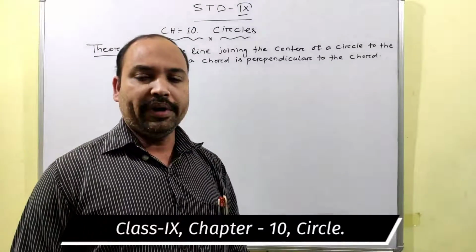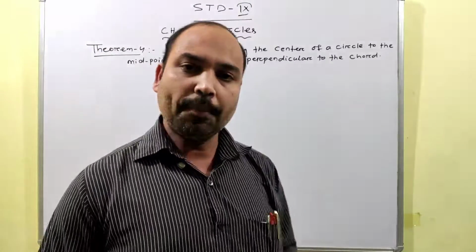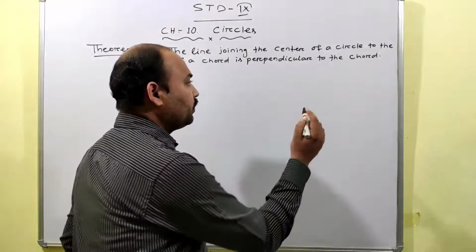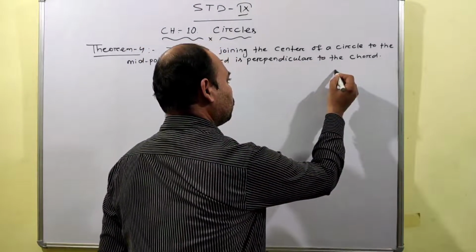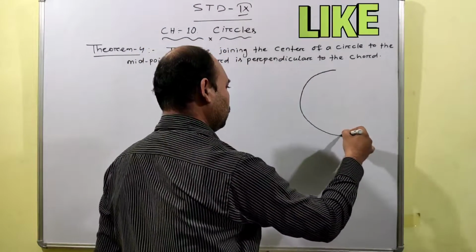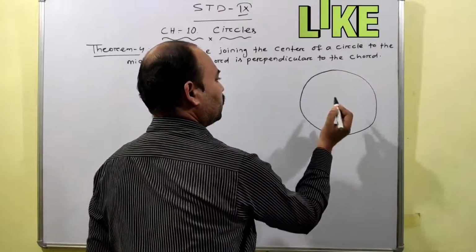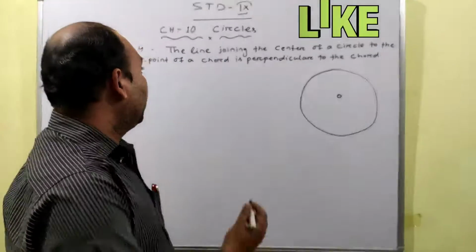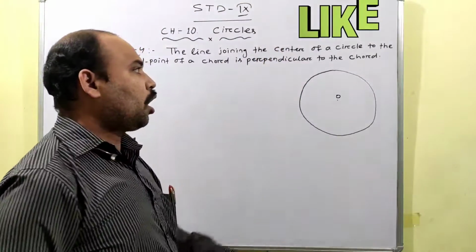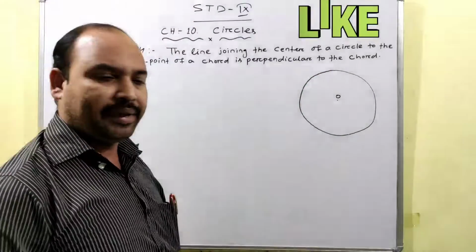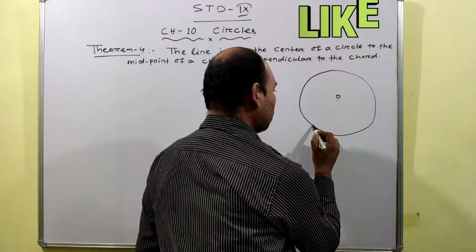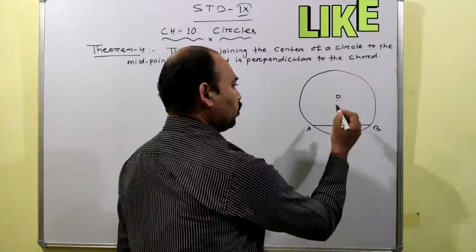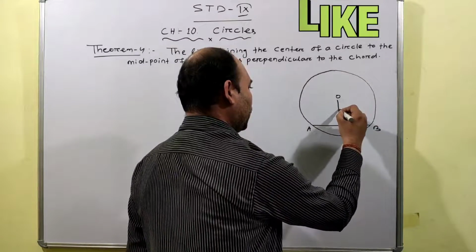First we need to construct a rough diagram to prove this theorem. So first we have to construct a circle, and it has a center whose name is O. It is given that the line joins the center of a circle to the midpoint of a chord. It means we have to draw one chord here. Here I am drawing one chord. Its name is AB. We have to draw a perpendicular.